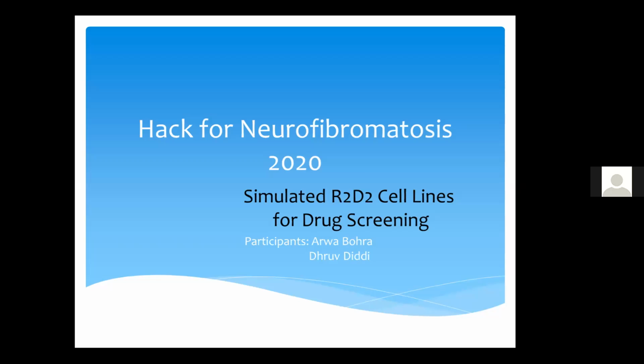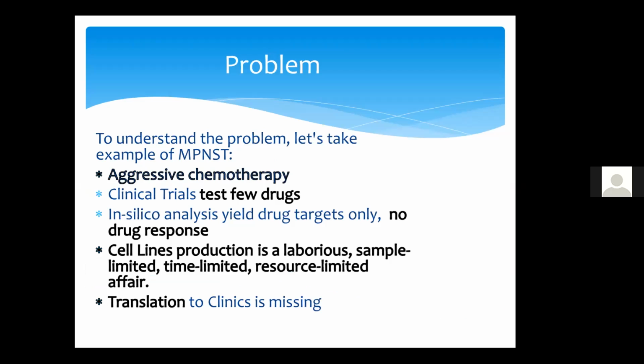We have made simulated R2D2 cell lines for drug screening, along with my teammate Dhruv. Now, coming to the problem, we know neurofibromatosis is a multi-system disorder, and MPNST is aggressive and needs chemo. Clinical trials are ineffective as they predict only a few drugs, and in silico analysis does not yield drug response. So we need cell lines, but they are hard to get because it takes time, resources, and trained people, which might make the cancer patient die before we intervene, and translation is missing.